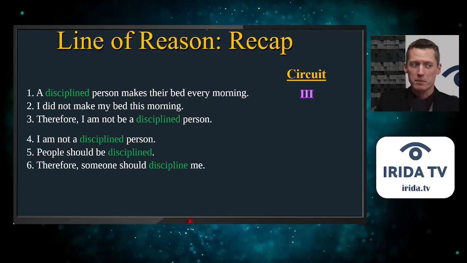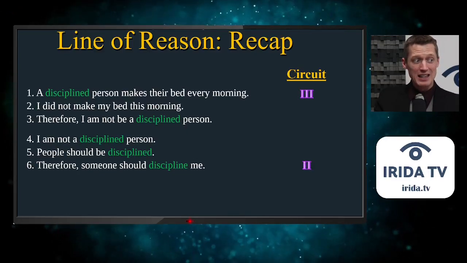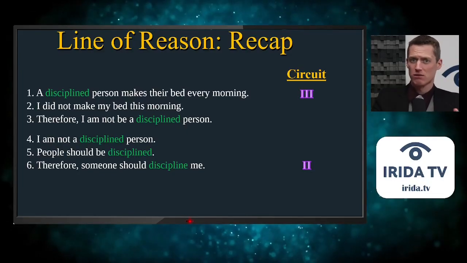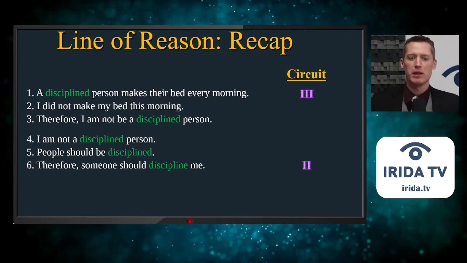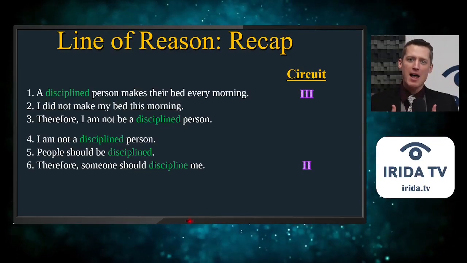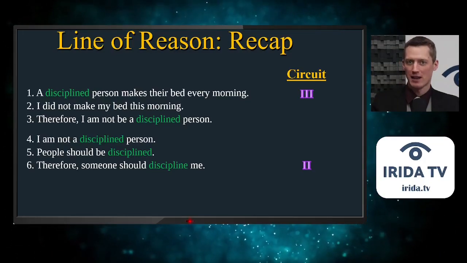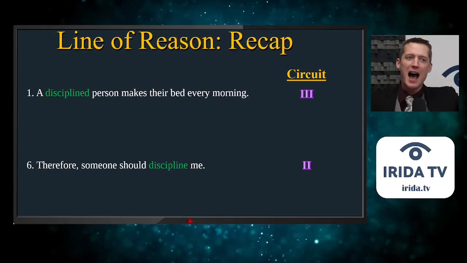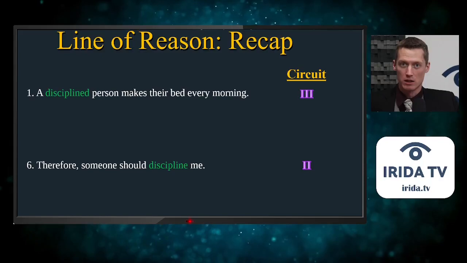That's just an observation. At the end, punishment has come into the equation. Therefore, someone should discipline me. And my point that I want to make, which is different typically from what you learn in a formal logic class, is I don't care what happened in the middle.